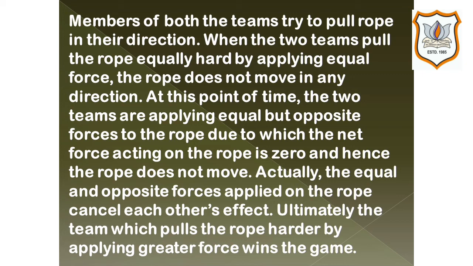At this point of time, the two teams are applying equal but opposite forces to the rope, due to which the net force acting on the rope is 0 and hence the rope does not move. Actually, the equal and opposite forces applied on the rope cancel each other's effect. Ultimately, the team which pulls the rope harder by applying greater force wins the game.